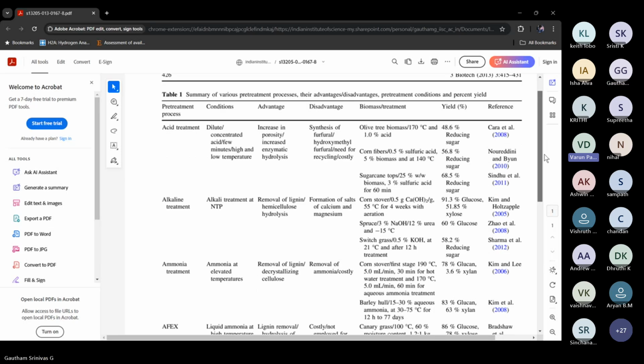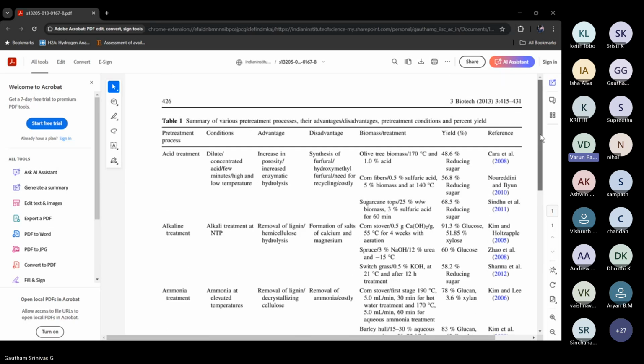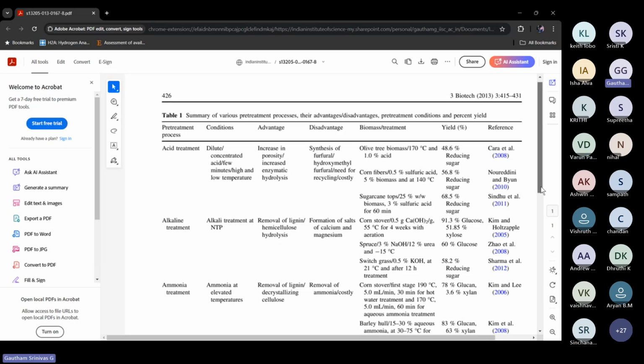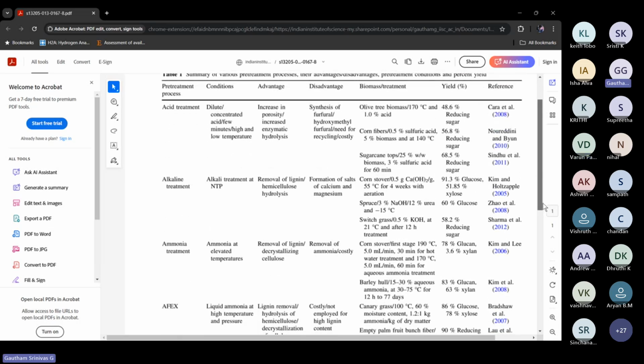And does it affect the bacteria also? Yeah, that's what this formation of furfural is. It's an inhibitor. Similar to this one, formation of salts of calcium and magnesium. All of those are inhibitors, which affect the hydrolysis process that comes after this. Okay, sir. Similarly, you have alkaline treatment.